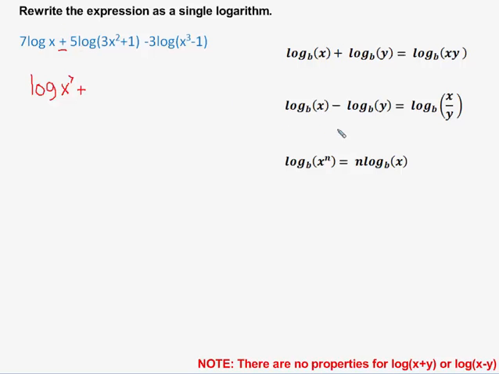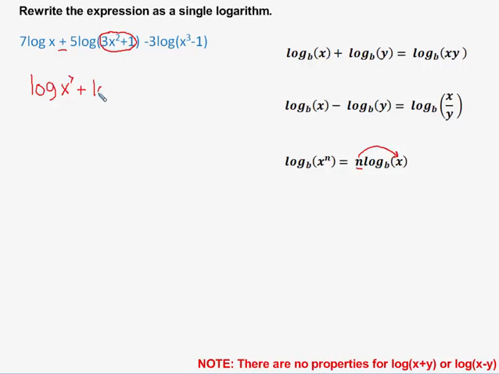The 5 is a coefficient, and this property says that that coefficient can be moved up as an exponent as long as it's an exponent on the entire argument. So when I move the 5 up, the 5 is actually going to be the exponent on the entire quantity in parentheses, and as I've been saying in this video, that quantity inside the parentheses, the input into the logarithm, is often referred to as the argument of the logarithm.